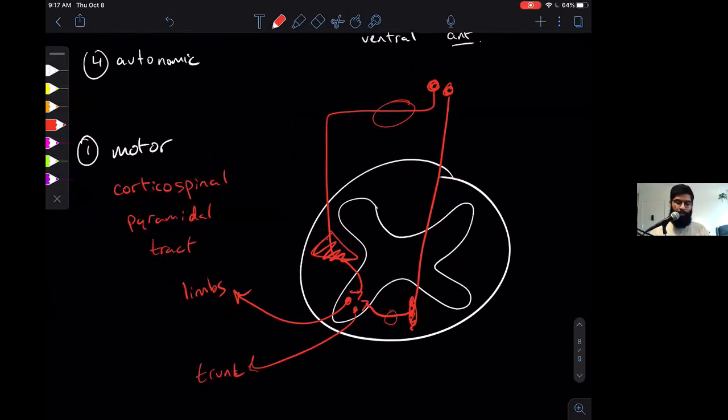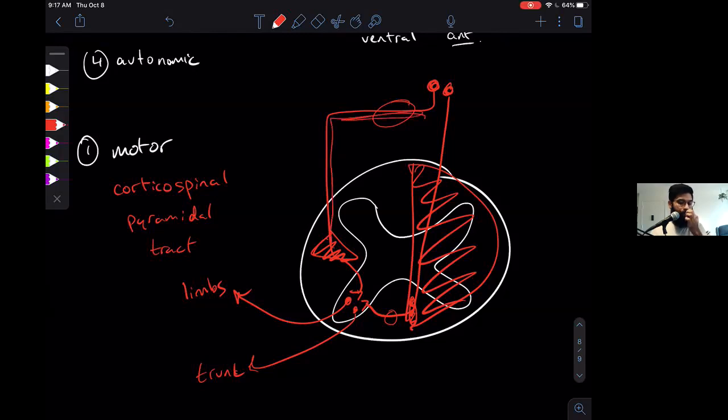Let's say that you damage half of your spinal cord right there. At any given level, this guy right here already decussated. So you're going to get that information to the opposite side. This has not yet given its information to the opposite side. So you're going to lose some trunk information to the opposite side.